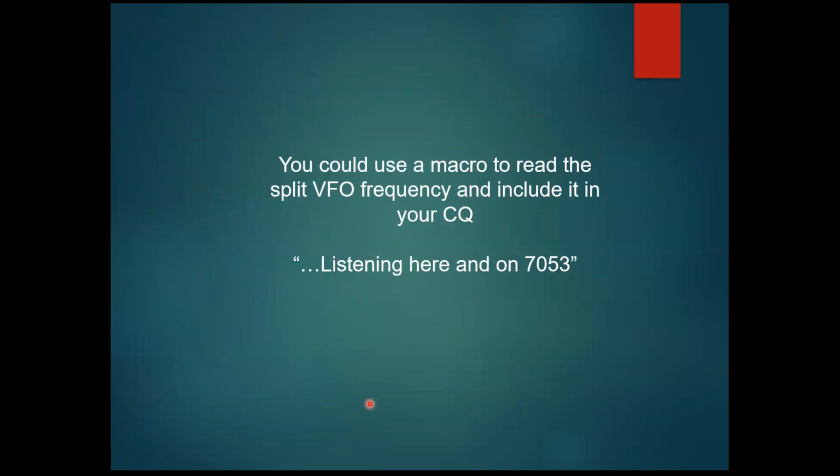You could even use macro, and I've heard people doing this. For example, if you're working split, listening, CQ contest N4XL, listening this frequency in 7053, for example, have it read automatically. That way, if you've got to move your listening frequency down split frequency, it'll just automatically read it, so you don't have to go in and change your macro.